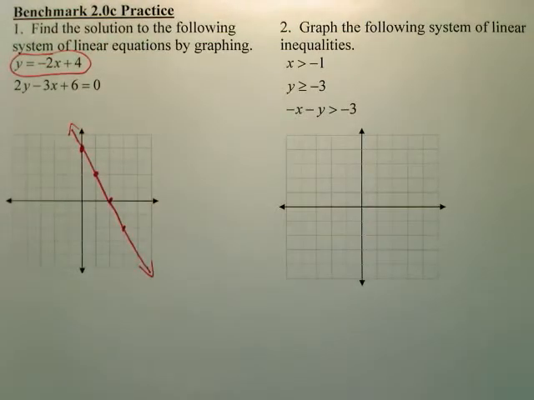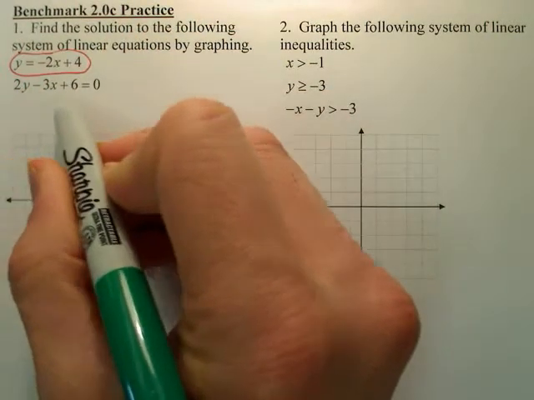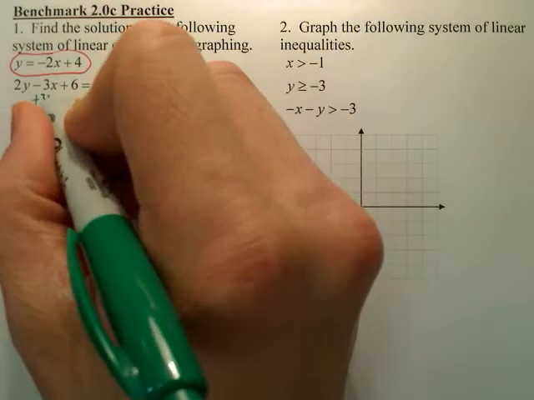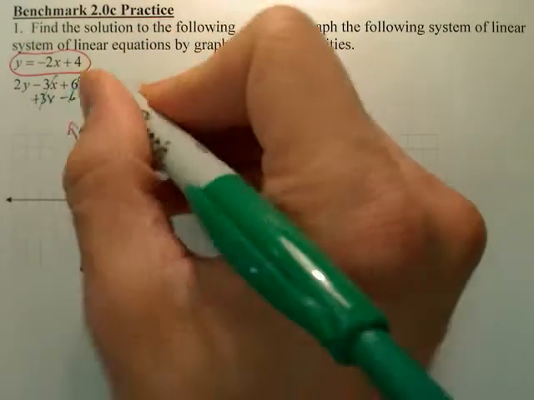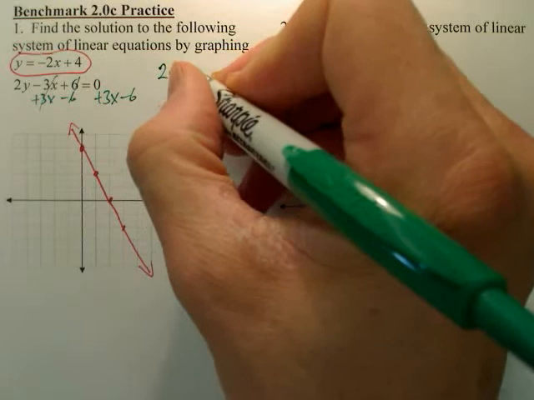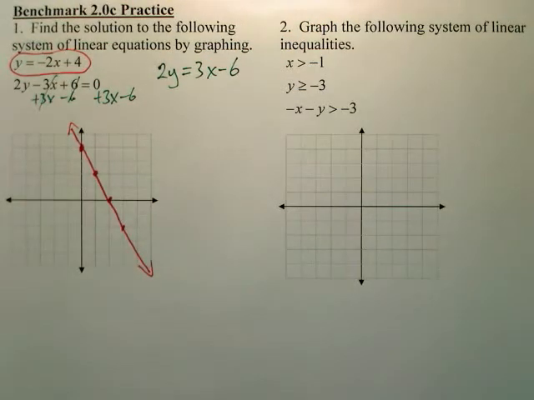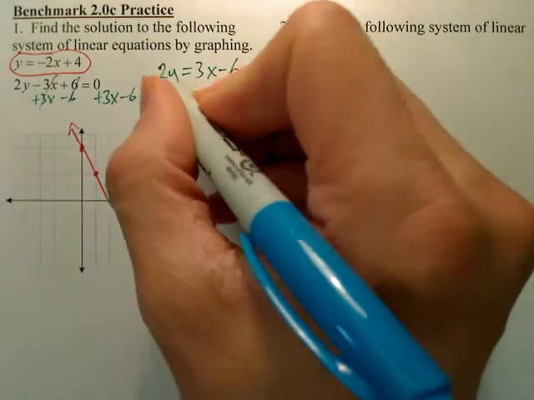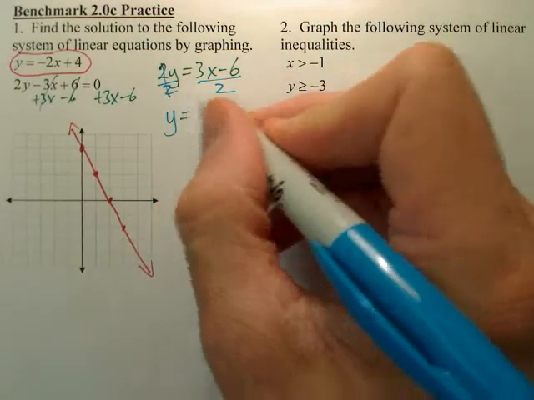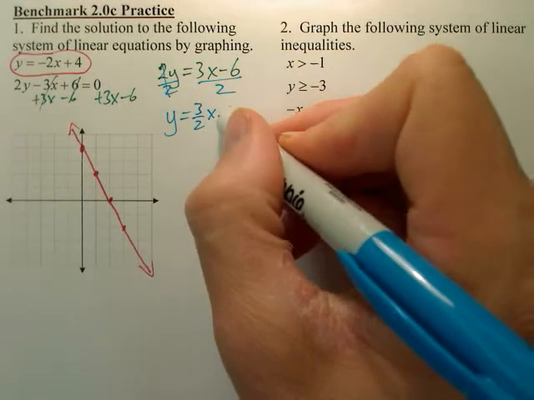Now the second equation is not in proper form yet. So the first step would probably be to either move both these pieces over or move the y over. I'm simply going to move both these over. So I'm going to add both those pieces over, and I now have 2y equals 3x minus 6. Then I divide by 2. That's gone. I have 3 over 2 x, and -6 divided by 2 is -3.